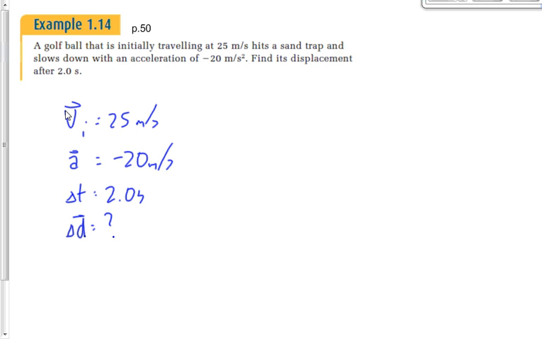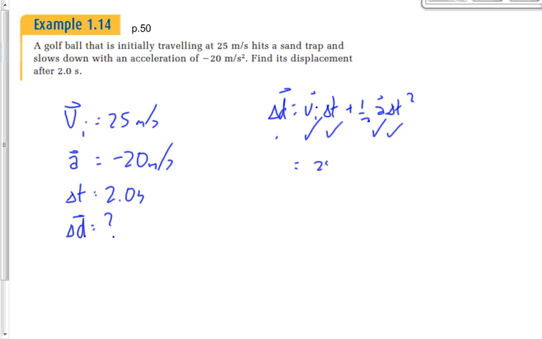Is there a way to do this that's a little bit quicker, a little bit more efficient? Zane? Which one was that? VIT plus 1/2 AT squared? Okay, let's give that a try. And let's see if we have everything we need there. D, looking for it. VI, T, A, T. Looks good. Okay, let's give that a try here.